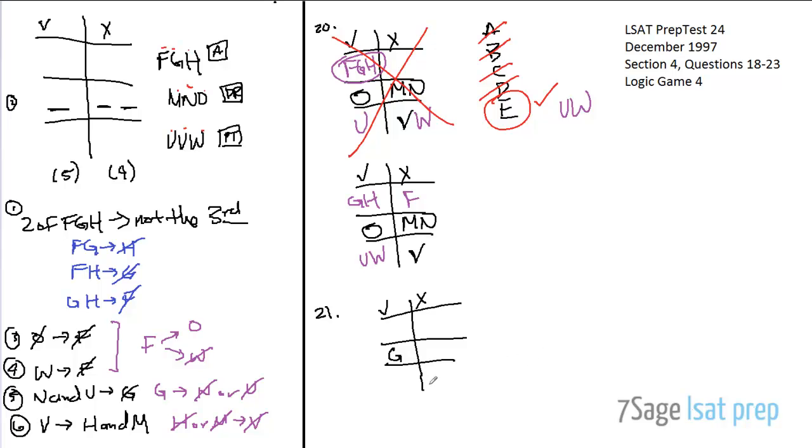Either G and N, or G with N out, G with U out, or G with N and U out. Okay, but before we even get into this splitting out scenarios thing, we should go to the answer choices. We should see whether or not there's anything that we can glean from them in terms of information, right?